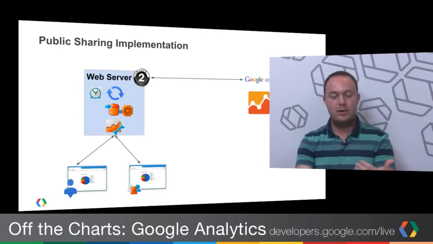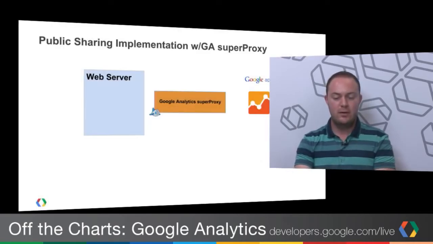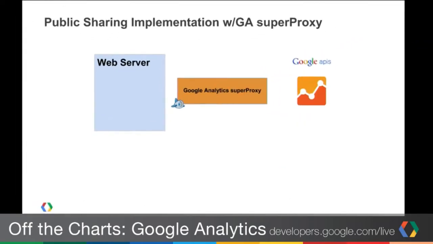And that's where the Google Analytics superproxy can come in and take away a lot of this complexity. So if we look at an implementation where you've deployed your own instance or your own application of the Google Analytics superproxy, and look at where those components would fit, it looks something more along the lines of this. You do the authentication with the Google Analytics superproxy, so you've given access to that web application to access your Google Analytics data.